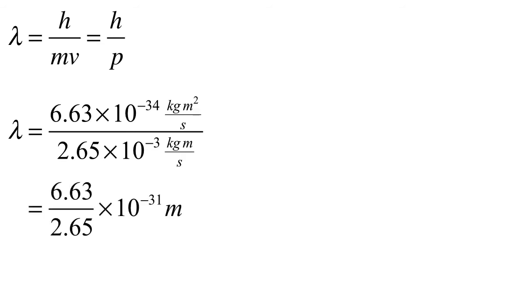If you're not hot on your calculator with scientific notation, you can do it this way. Just write down, okay, 10 to the minus 3 on the bottom, that's 10 to the plus 3 on top. So 10 to the minus 34, 10 to the plus 3, that's 10 to the minus 31 on top. And then the numeric part is 6.63 and 2.65. So that's going to be about 2 point something, times 10 to the minus 31 meters.